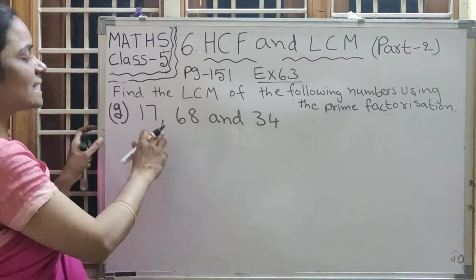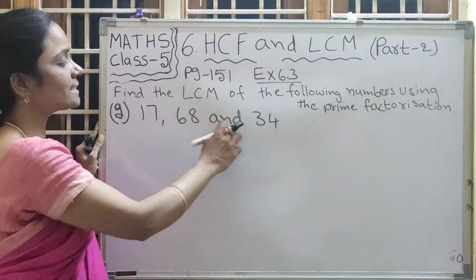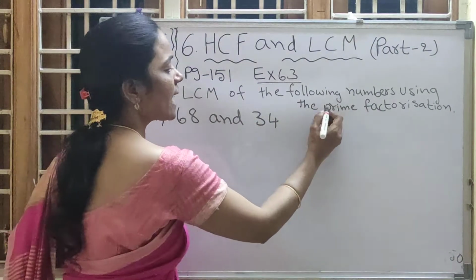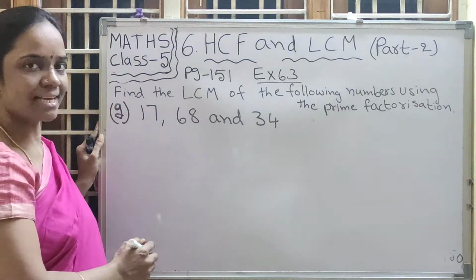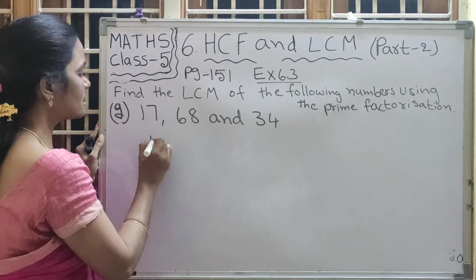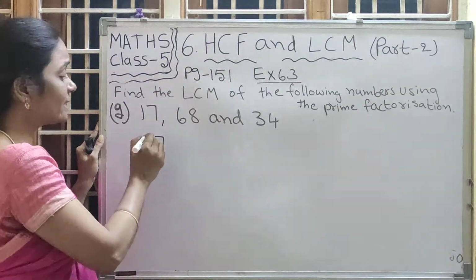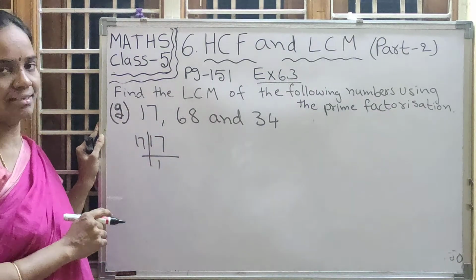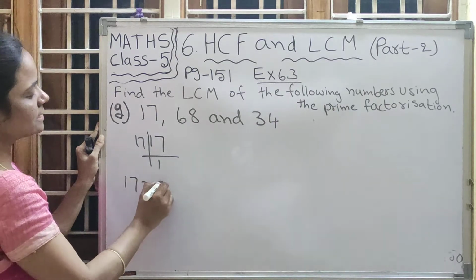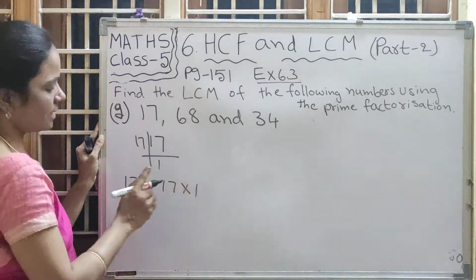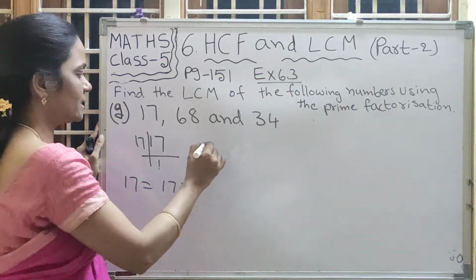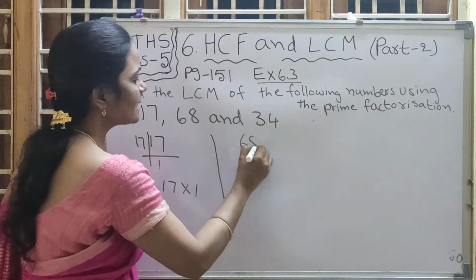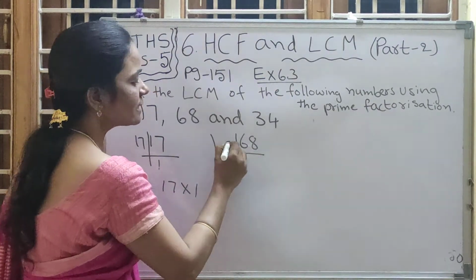Yes. Find out the LCM of 17, 68 and 34 using prime factorization. Shall we do it now? Yes. First prime factorize 17. 17 is a prime number itself. So 17 ones are 17. So write down the factors of 17. 17 into 1. 17 ones are 17. Completed.